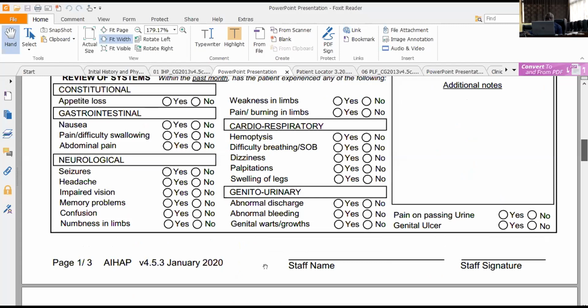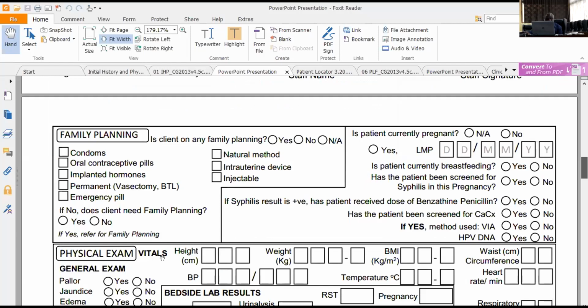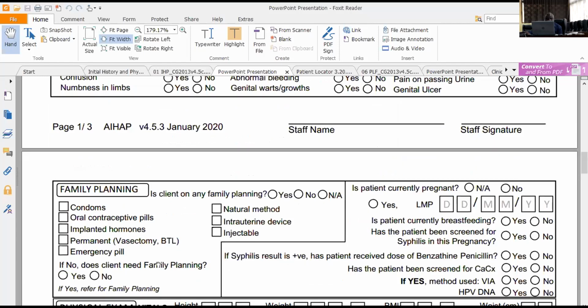And on the family planning, we've included the permanent methods, the vasectomy and the BTL. Remember, on the other forms, it was just other, then you specify. But here we've put it out. So vasectomy has come out on its own. There's also the emergency pill there, which is commonly used these days. Then there's also the natural method, the IUD, IUCD, and the injectables. So the family planning or prevention methods have been expanded.